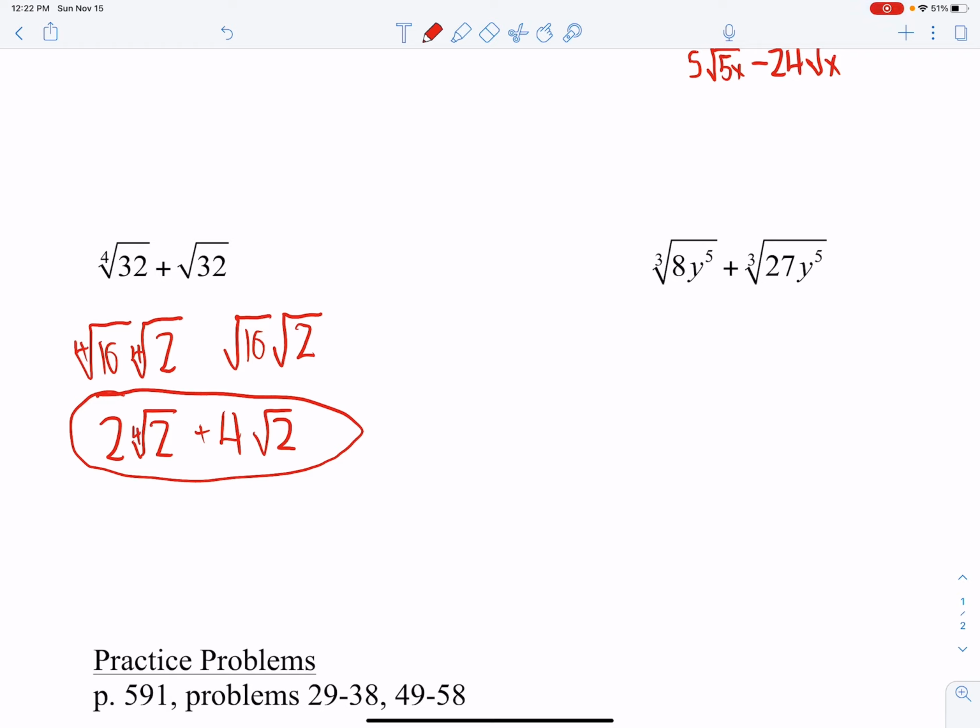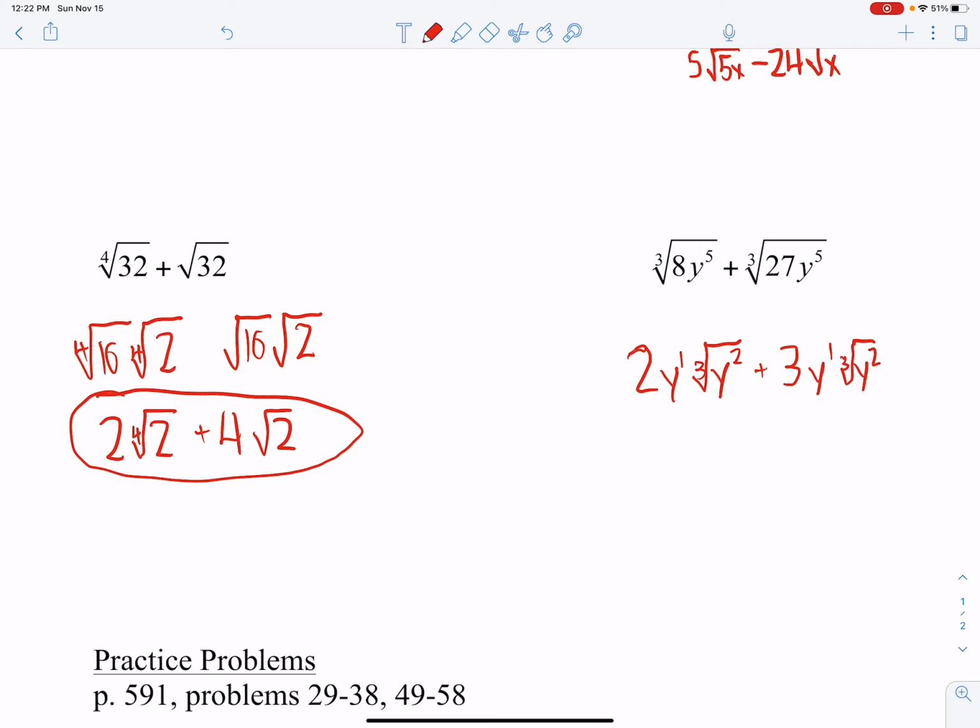Here we have the cube root of 8y to the fifth. When we're doing the cube root of 8, that's 2. For the cube root of y to the fifth, 3 doesn't go into 5 evenly, so we're going to have part not under the root, part under the root. 3 goes into 5 once with a remainder of 2, so we're going to have y to the first, cube root of y squared. When we do this with the next one, the cube root of 27 is 3, and we've got the same problem we had a minute ago. So that's also going to be y to the first cube root of y squared.